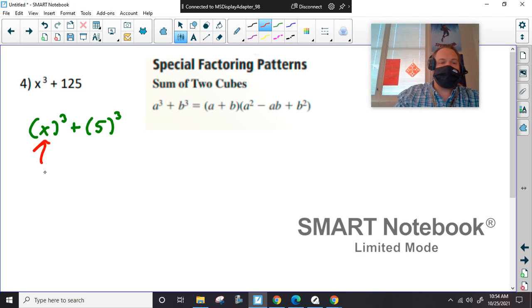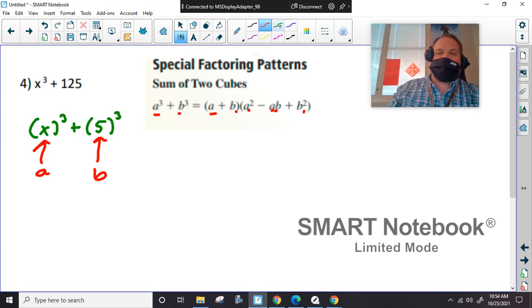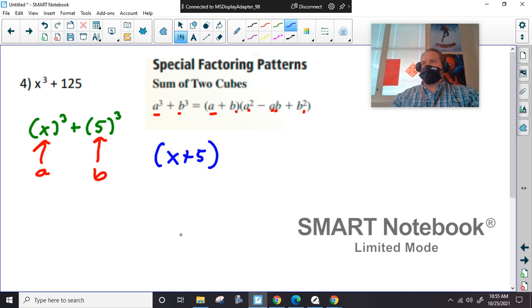So this is our a. This is our b for this stuff right here. So all we have to do is rewrite it. The first one is just x plus 5 in parentheses. Awesome. Too easy. The next one is a squared. Well, a is x, so this would be x squared minus x times 5, which is 5x.